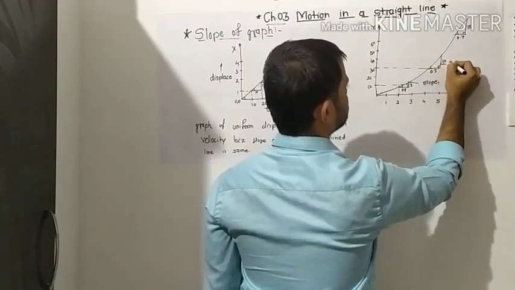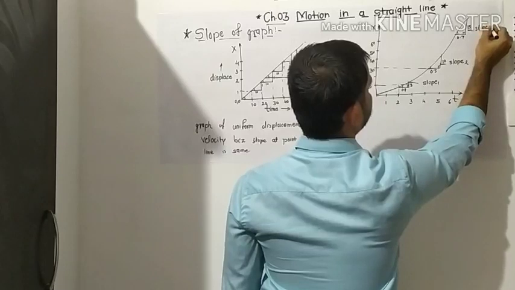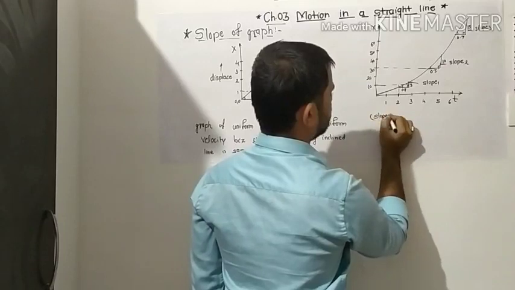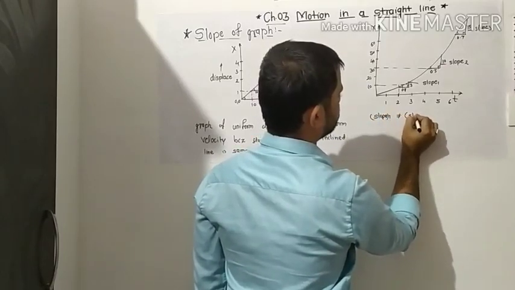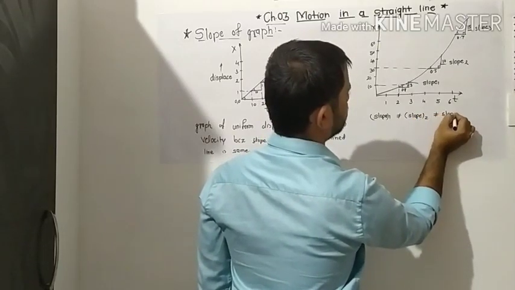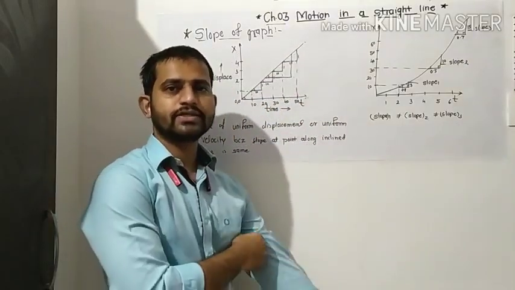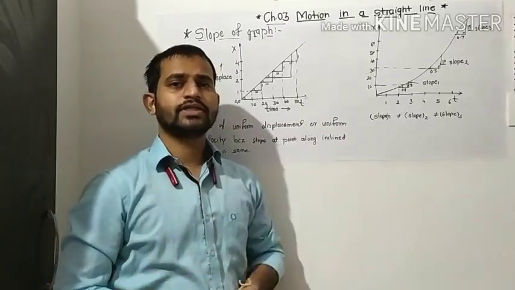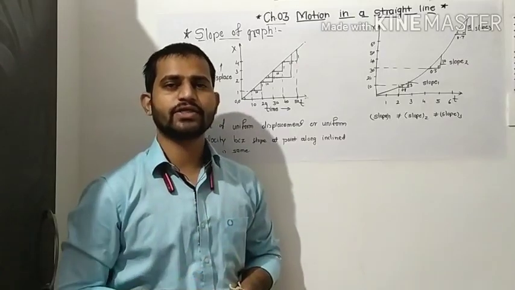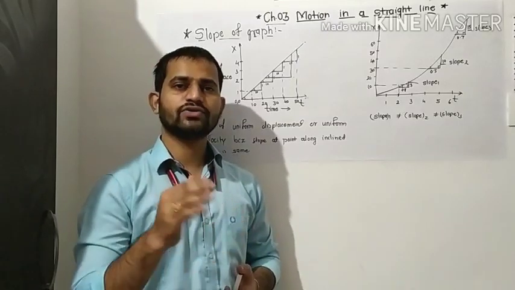So if we find out the slope, we come to know that this is slope 1, this is slope 2, this is slope 3. We come to know that slope 1 is not equal to slope 2, and it is not equal to slope 3. That is, there is a change in the displacement with respect to time at each and every point. At each and every instant of time there is a change in the displacement. It means the velocity always goes on changing.